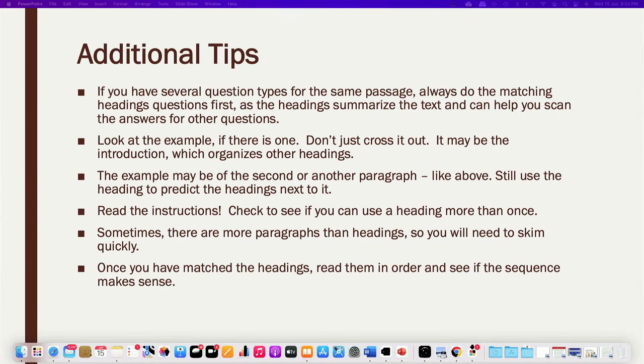For example, if heading matching for paragraph A has an answer given, don't just cross out, just check it. Just check back. Of course, read the instruction. Sometimes A and B, or paragraph B and C, could be given. So if you do it again, you are losing your valuable time. Time is money, you know.